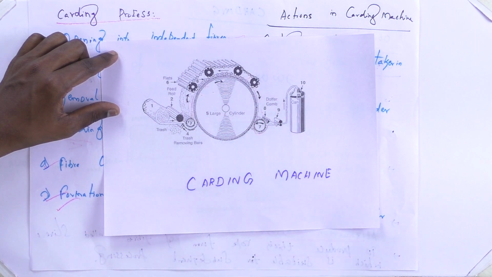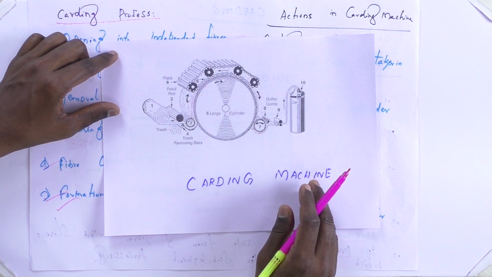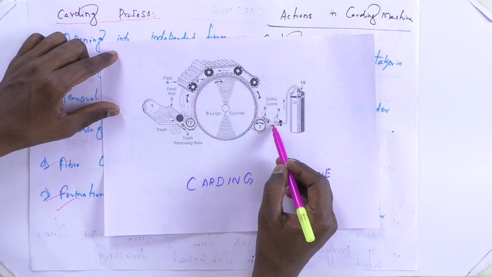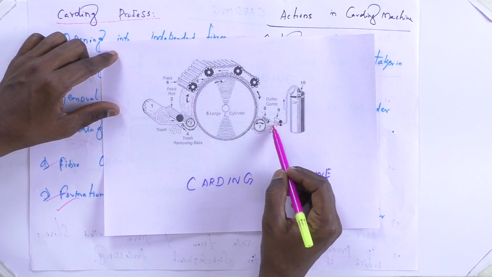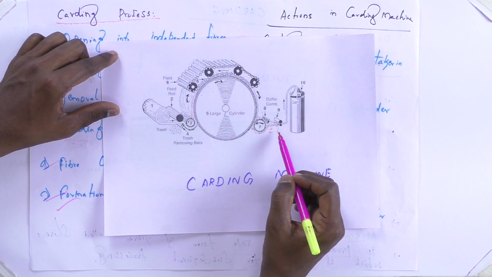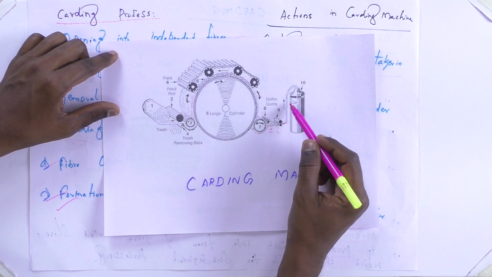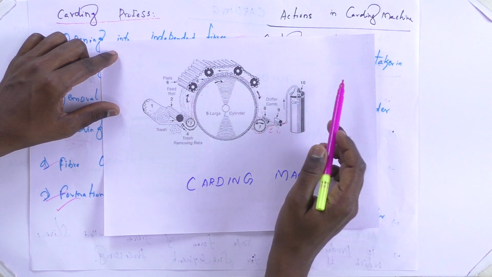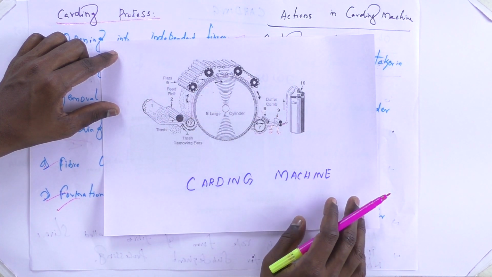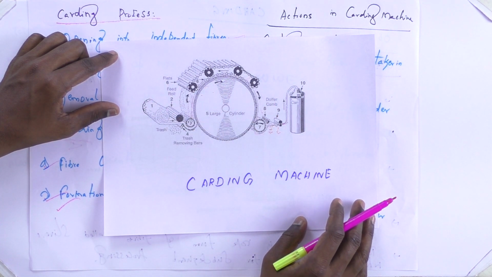The doffer collects the individual fibers and converts them into web form. This is the web form of fibers. The web is converted into sliver by the action of the calender roller, and the sliver is deposited in the can. So these are the parts and working of the conventional carding process.